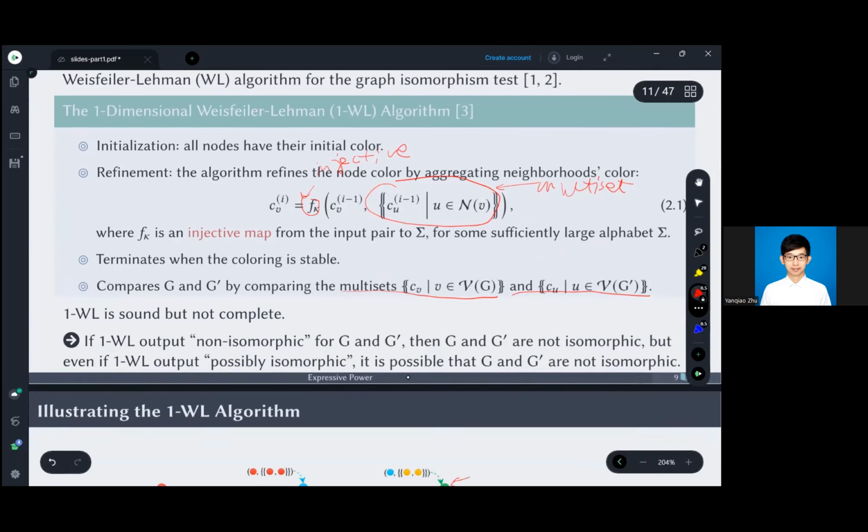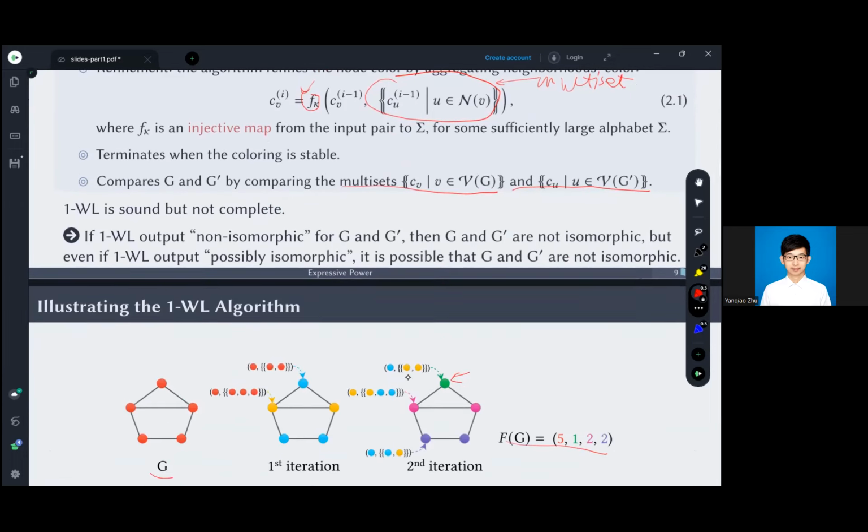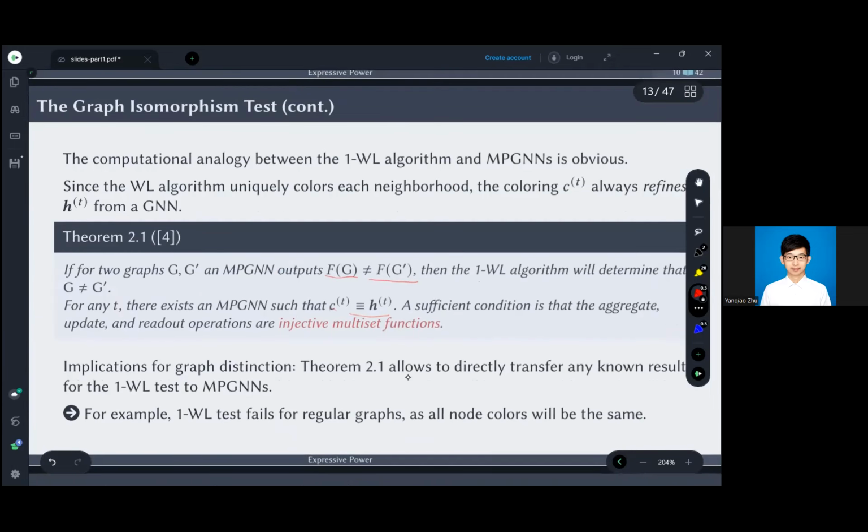So the other hash function should be injective as well. So that's why you have to make sure your graph neural network model, if you want your graph neural network model to be equivalent to the one-dimensional Weisfeiler-Lehman test, you have to make sure the aggregate, update, and readout functions in your graph neural network model are injective multi-set functions.